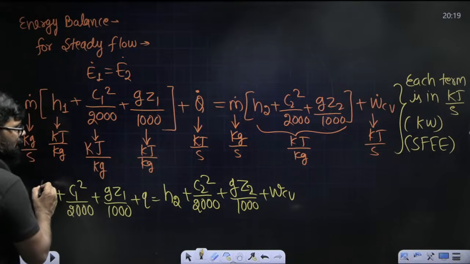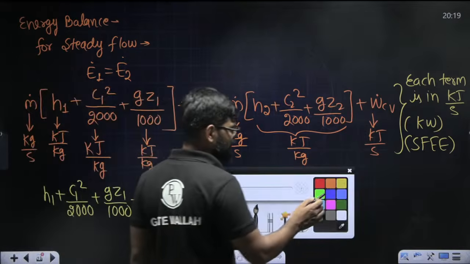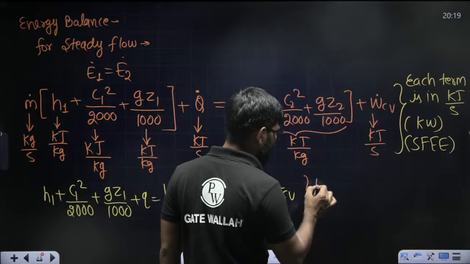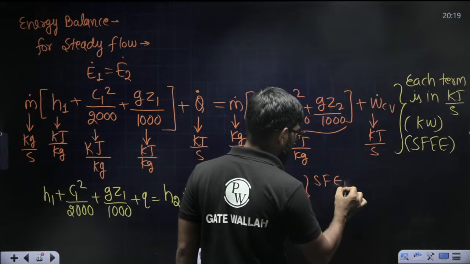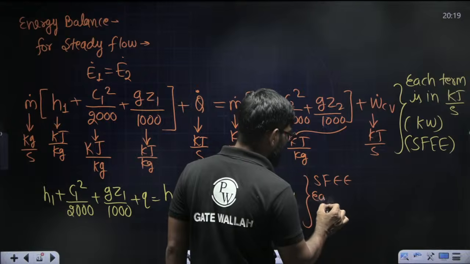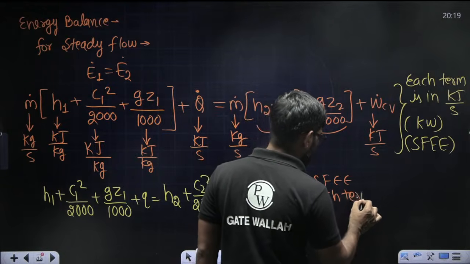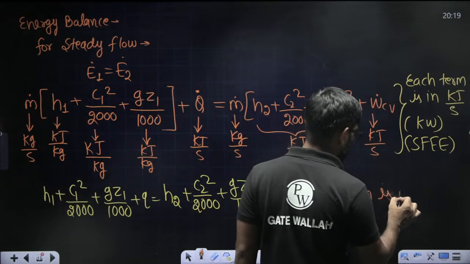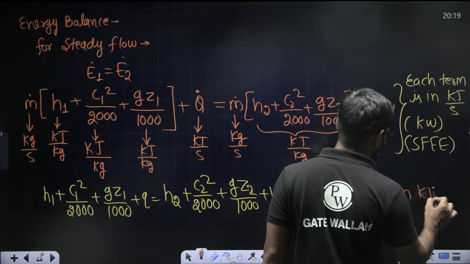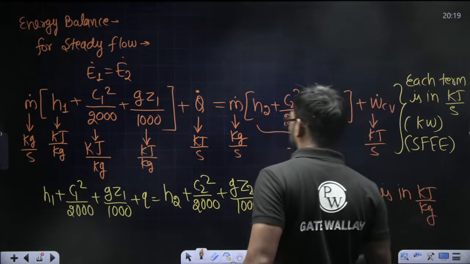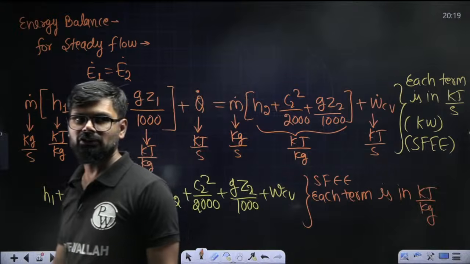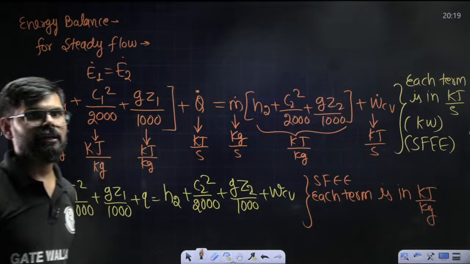So this is also a steady flow energy equation. Only the thing is, each term is in kilojoule per kg. This is the only difference. So both are steady flow energy equations.